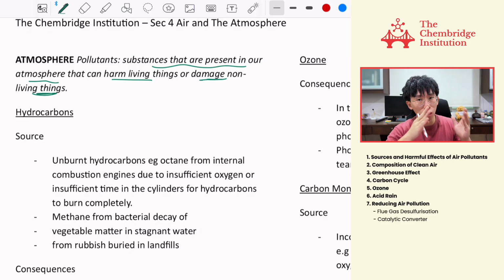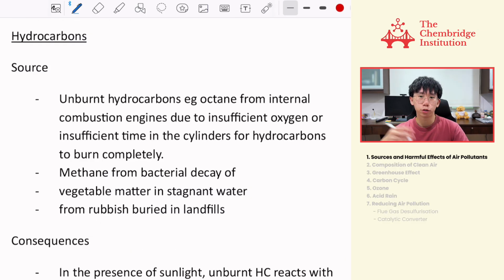You need to memorize all the sources of all these pollutants, and you need to memorize all the consequences of these pollutants in great detail. I cannot stress this enough. This is very, very important. And if you don't memorize it, you'll never be able to answer any of the questions moving forward for air and atmosphere. Our first pollutant is going to be hydrocarbons.